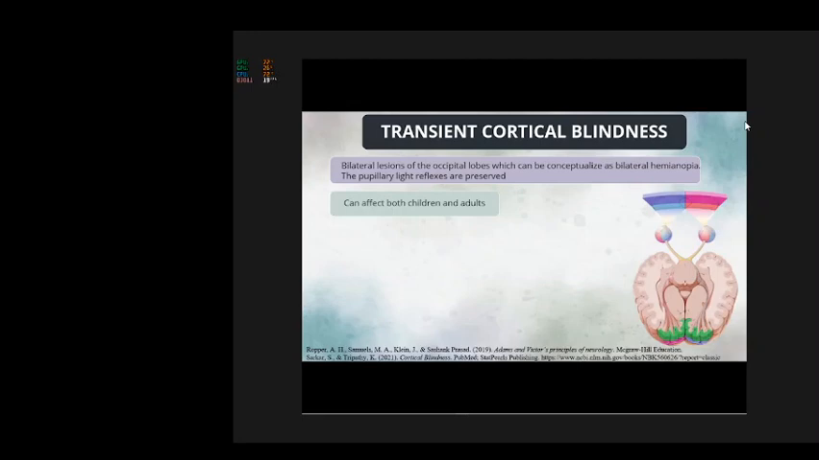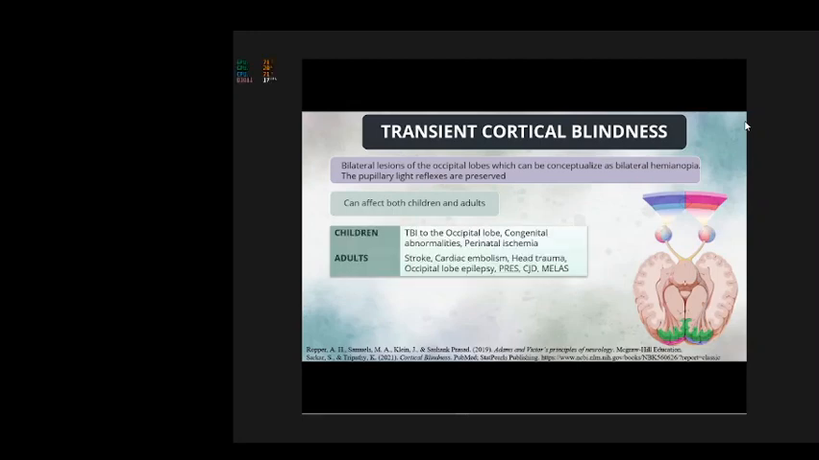It can affect both children and adults. The most common causes of transient cortical blindness in children are traumatic brain injury to the occipital lobe, congenital abnormalities, and perinatal ischemia. While in adults, stroke is the number one cause, followed by cardiac embolism, head trauma, occipital lobe epilepsy, posterior reversible encephalopathy syndrome, Creutzfeldt-Jakob disease, and MELAS. Epidemiology: relatively uncommon, and its exact incidence in the general population has not been well studied.